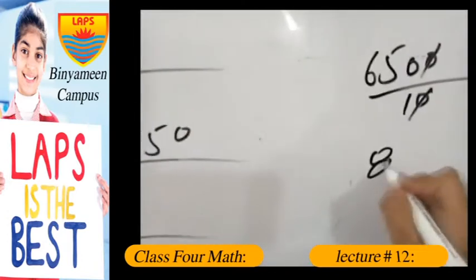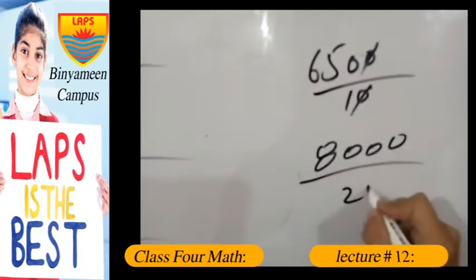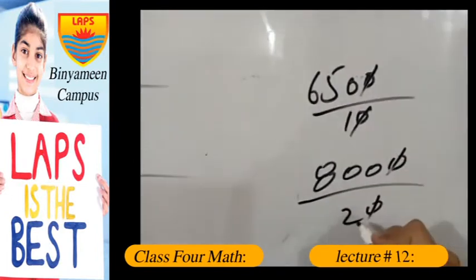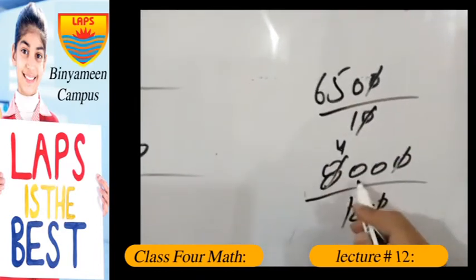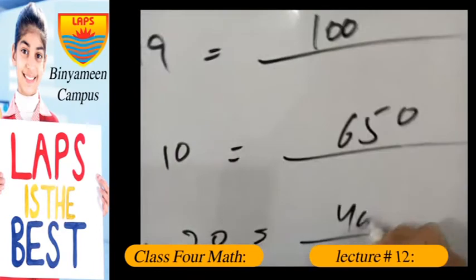And for 8,000 divided by 20, 0 will be cut with 0, and 2 4s are 8. Now the remaining thing 4, 0 and 0 makes 400.